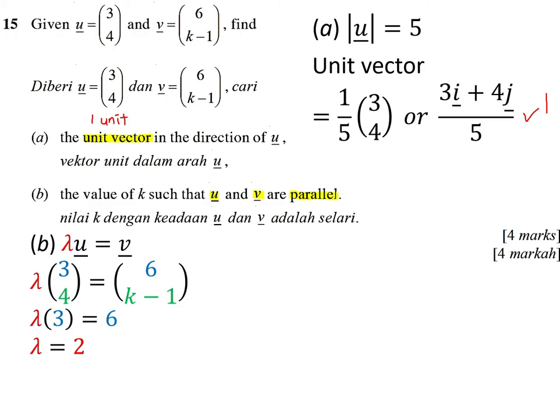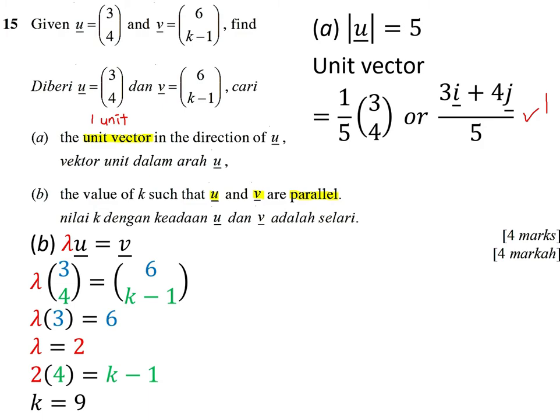Then we compare again the y, putting in lambda as 2. So 2 times 4 is equal to k minus 1. With that, we move the negative 1 to the other side, it will become plus 1. So your final answer will be 9. Okay, this is how we find the value of k if we add the lambda in front.